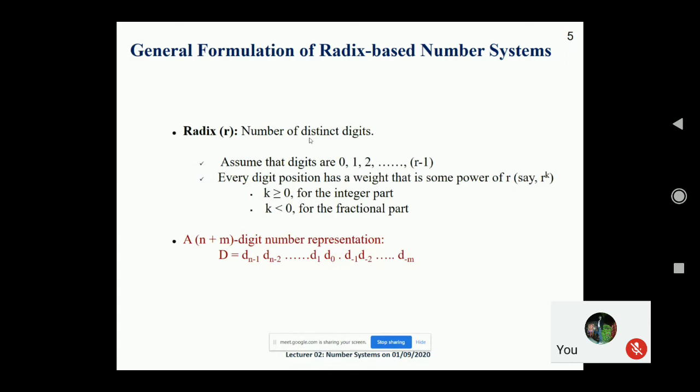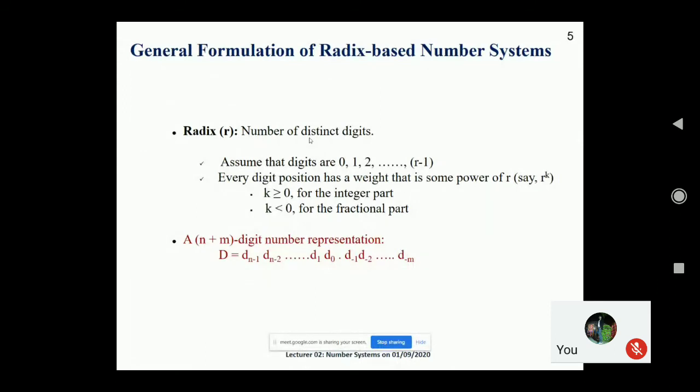So how are we representing this? d n minus 1 is multiplied by r to the power n minus 1. d n minus 2 is multiplied by r to the power n minus 2. r means radix or base. If we are using decimal, instead of r we use 10. If we are using binary, instead of r we use 2, like that. And when we reach d1, it is d1 into r to the power 1. Then d0 into r to the power 0.